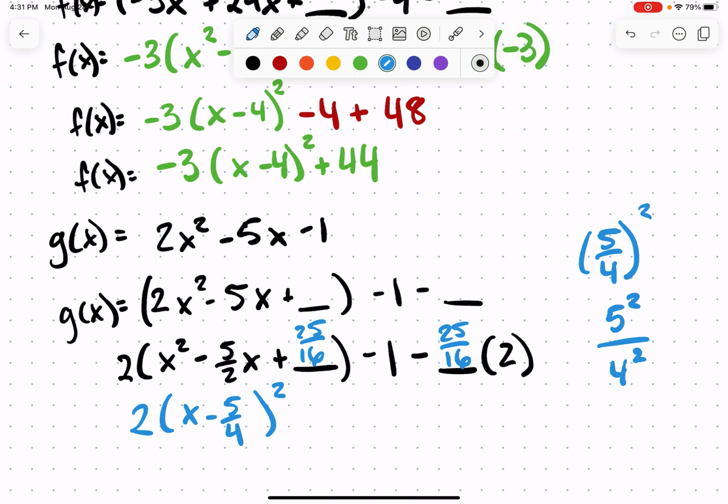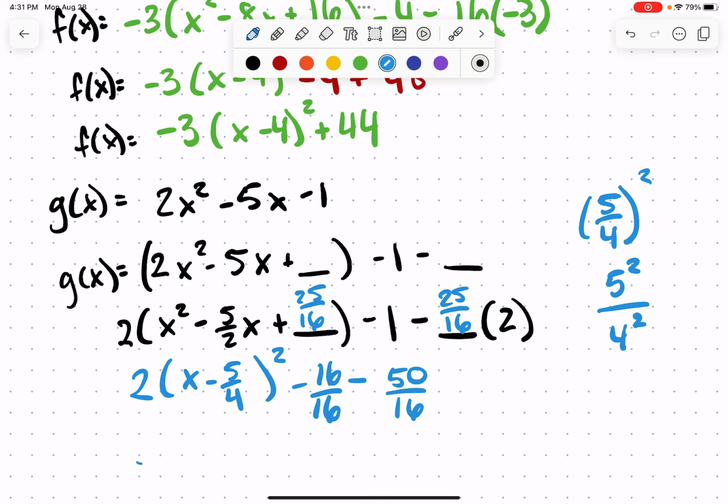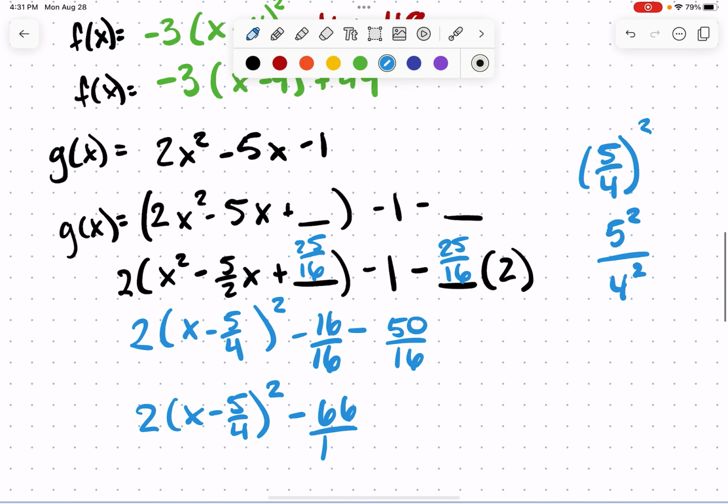Okay, so now I've got some simplifying to do. I'm going to bring down that minus 1. I'm going to distribute my 2 to the 25/16. So 2 times 25/16 is 50/16. And I might rewrite this 1 in terms of 16ths. That's 16/16, right? So now that they have a common denominator, I can combine them. And that is 66/16. Apologies for the noise.